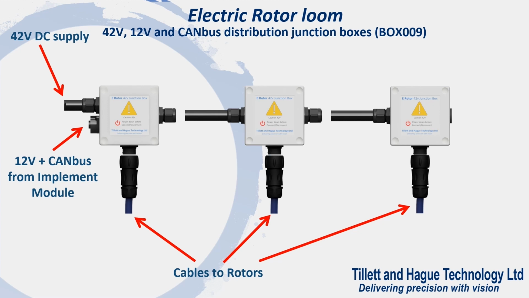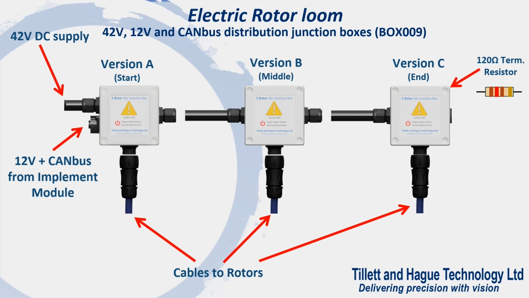3 variants of the distribution box are available. Version A being the initial power and communication entry point. Version B is an intermediate junction box, of which there are normally several. Version C is the last junction box of the circuit, which incorporates a CAN bus terminator and a blanking cap. Customized cable lengths for these junction boxes are available.